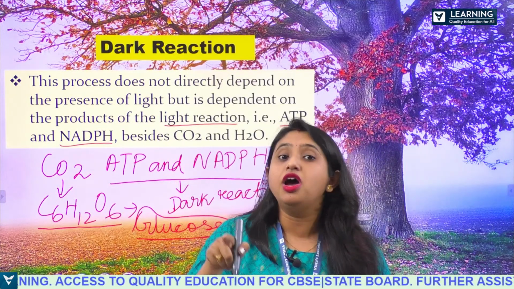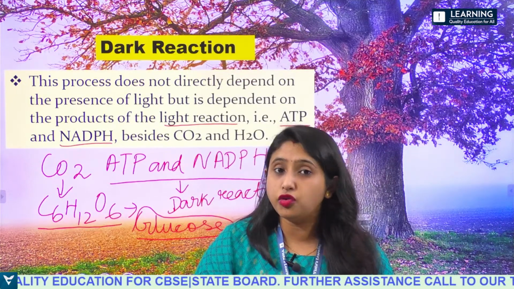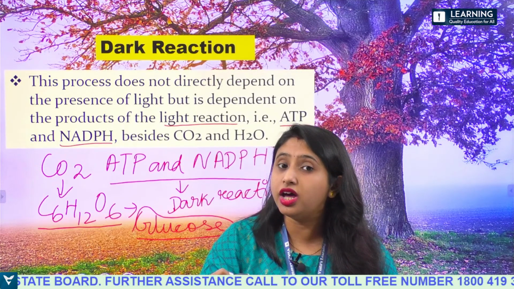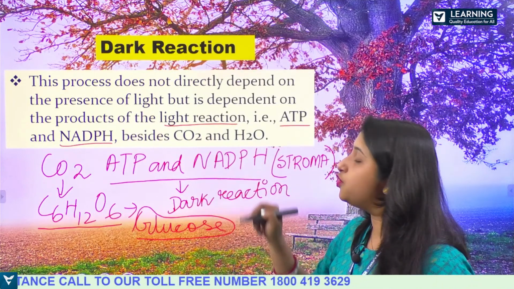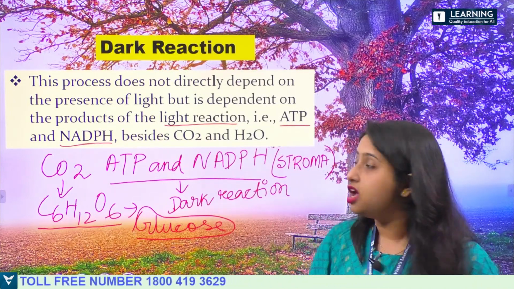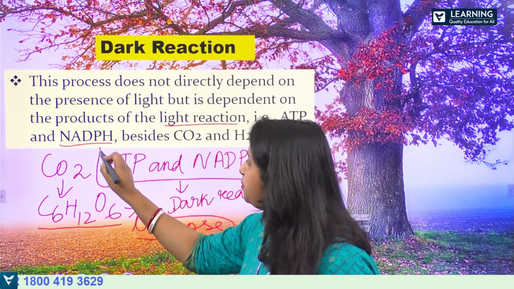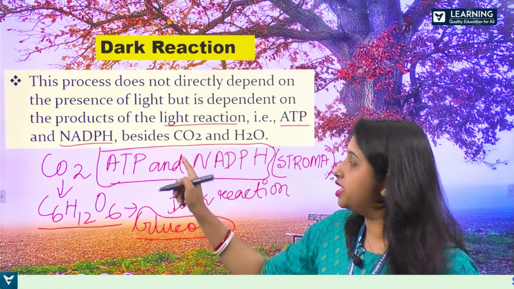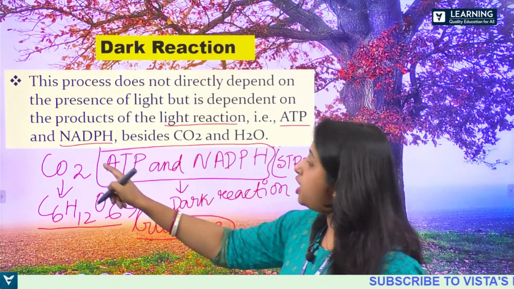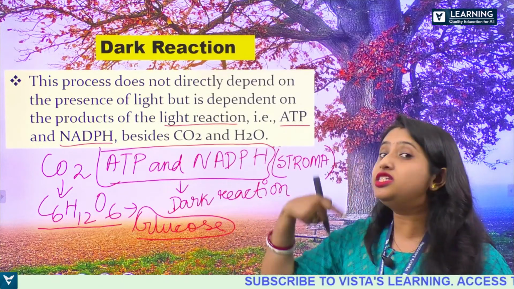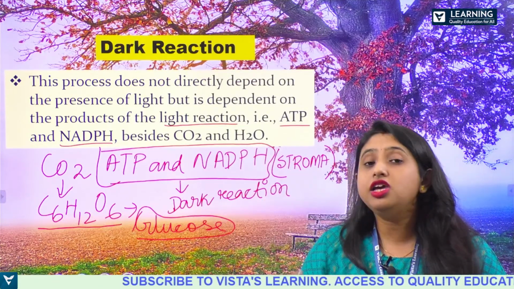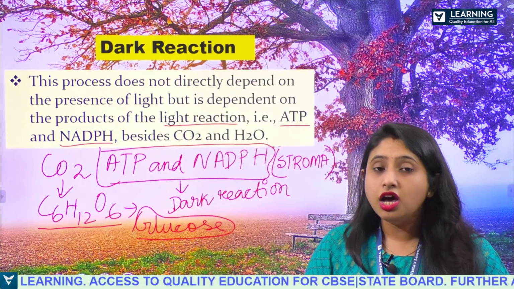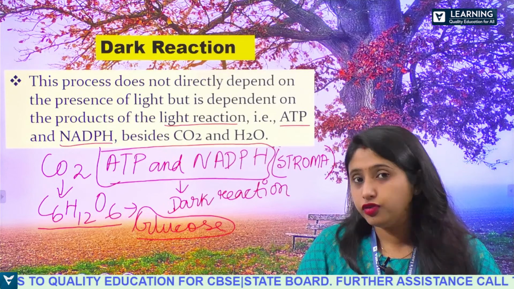In photosystem 2 you got these, and also in photosystem 1, ATP and NADPH. These are the products you got in the light reaction, and they are necessary for the dark reaction. Is that clear? These two products, ATP and NADPH, are necessary for the dark reaction. From carbon dioxide, using various enzymes, the plant prepares glucose. This is done in the stroma of the chloroplast.